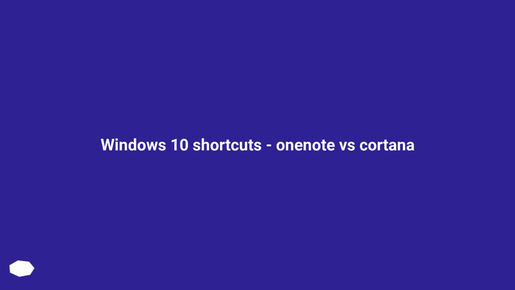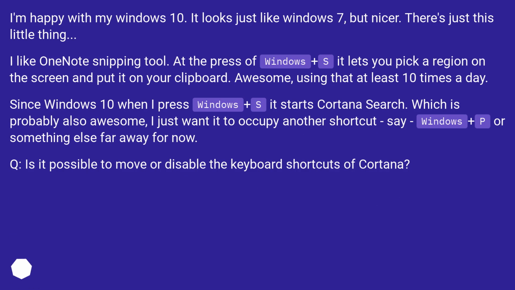Windows 10 shortcuts, OneNote versus Cortana. I'm happy with my Windows 10. It looks just like Windows 7, but nicer. There's just this little thing. I like the OneNote snipping tool. At the press of Windows plus S it lets you pick a region on the screen and put it on your clipboard. Awesome, using that at least 10 times a day.